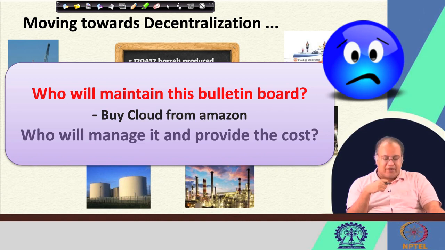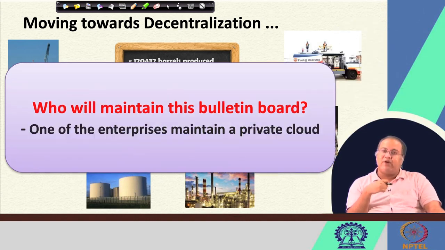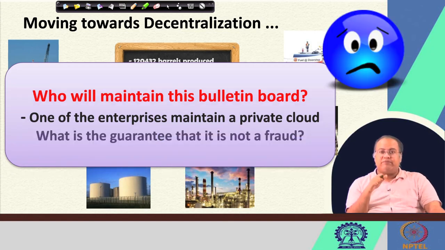Another possibility is that one of the enterprises in this entire supply chain is going to maintain this information source. Again, that is possibly the worst solution, because as I have mentioned, all these enterprises are competitors to each other. Because they are competitors, there is no guarantee that the person who is maintaining that information is not a fraud. That kind of scenario can always happen.